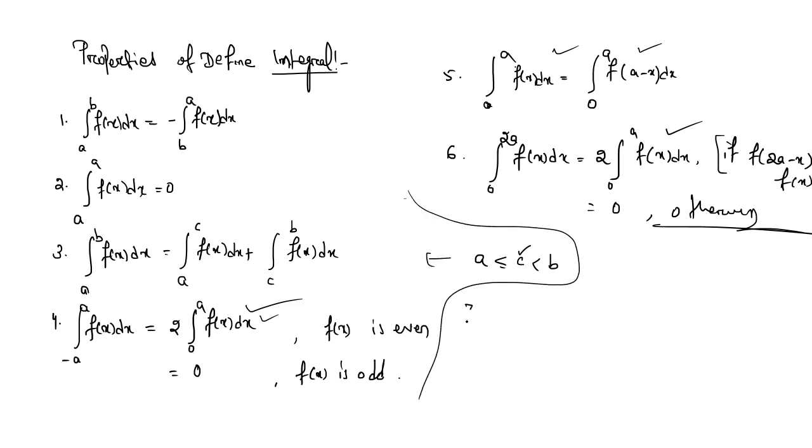And for the 7th property, a to b f of x dx is also equals to the same. Lower limit and upper limit are the same, and the function is also the same. Only the variable changes. Here there is x and here it changes to y. So the answer is the same in both cases because the function is the same. Let there be sin x and this is also sin, but the variable is changed to sin y.